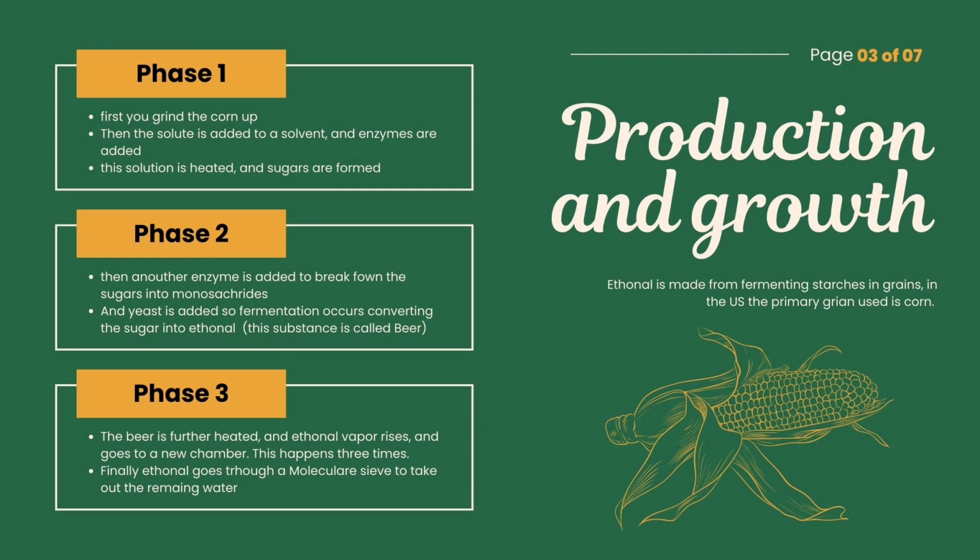Then the beer is further heated and ethanol vapors rise to the top and go through a chamber to create another liquid. Then it is further heated again, and the purest of the ethanol rises to the top and goes to another chamber. And then it is heated one more time, and the purest of the top goes to another chamber. Next, the ethanol is condensed and goes through a molecular sieve where it takes out remaining water, and what remains is pure ethanol.